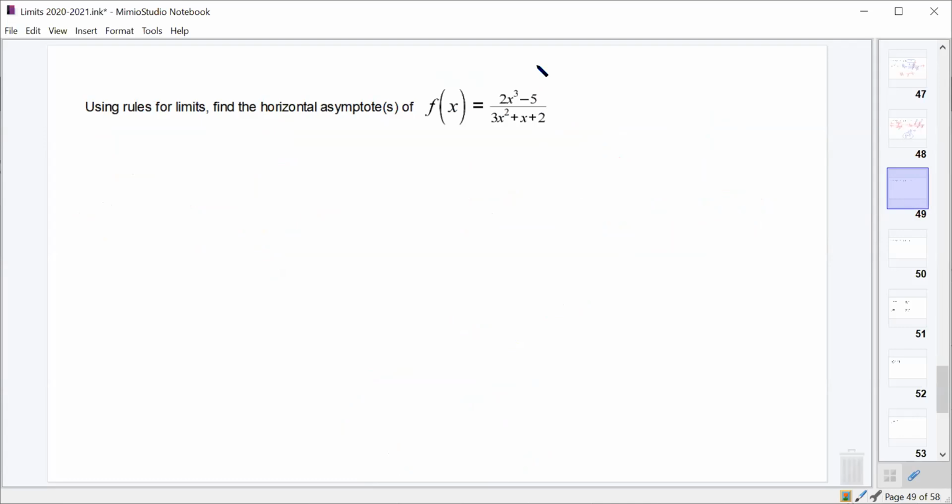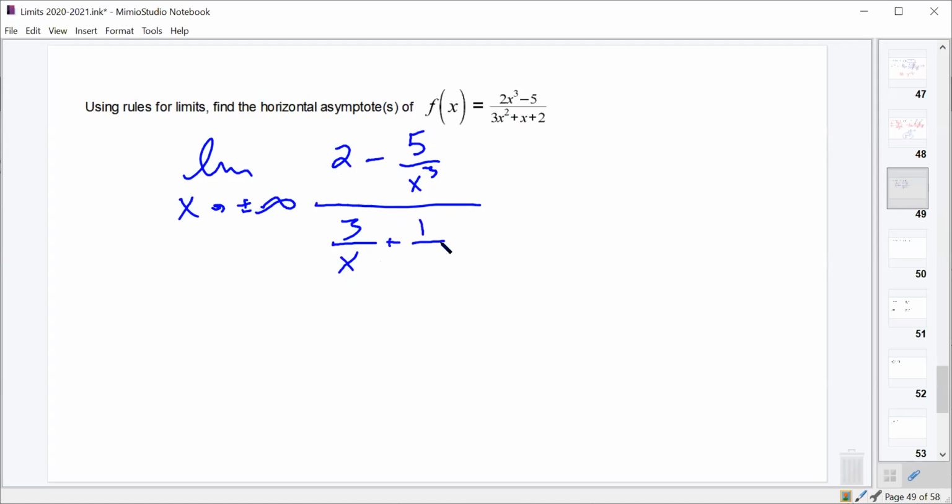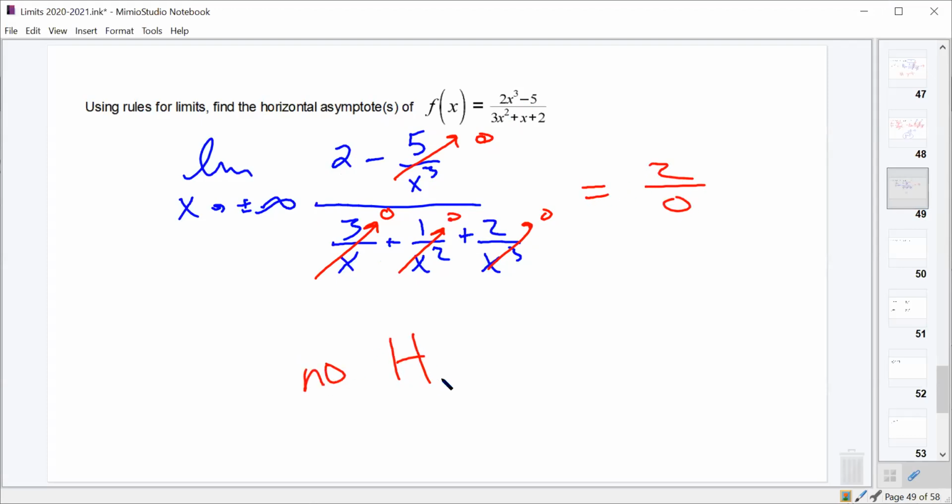The highest degree of this rational function is 3. And so we're going to divide everything by x to the third. And in fact, we'll just do that all in one step. 2x cubed divided by x cubed is 2. And then minus 5 over x cubed, over 3x squared divided by x cubed, which is 3 over x, plus 1 over x squared plus 2 over x cubed. And everything but that 2 is going to tend towards 0, giving us 2 over 0, showing us that this has no horizontal asymptote in either direction. Everybody good with that? Any questions, any issues on that?